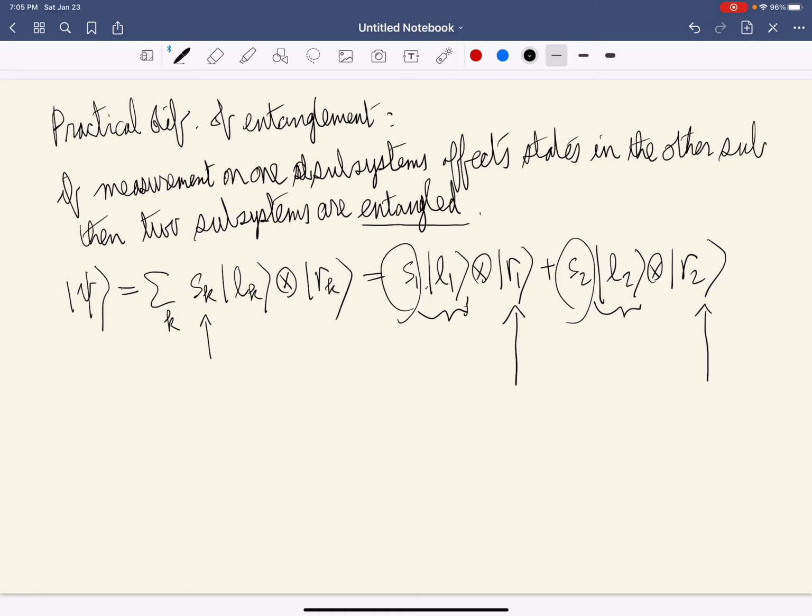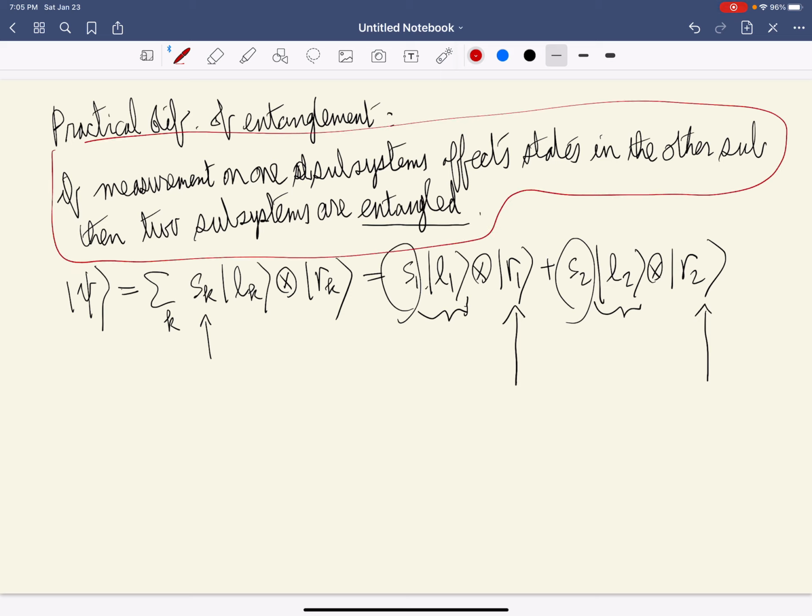Okay, so this verbal statement is in complete agreement with the mathematical statement we talked about in the previous video, that having more than one of the singular values being non-zero is the definition of an entangled state.